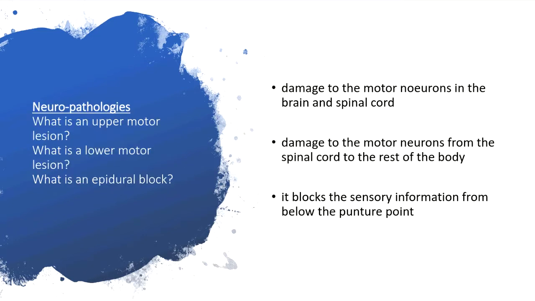All right. So what is an upper motor lesion? What is a lower motor lesion? And what is an epidural block? An upper motor lesion is damage to the motor neurons in the brain and spinal cord. Okay, so upper motor neurons are all neurons in your brain and spinal cord. Lower motor neurons are neurons that extend from the spinal cord to the rest of the body. Okay. And what is an epidural block? Again, it just blocks the sensory information from below the puncture point.